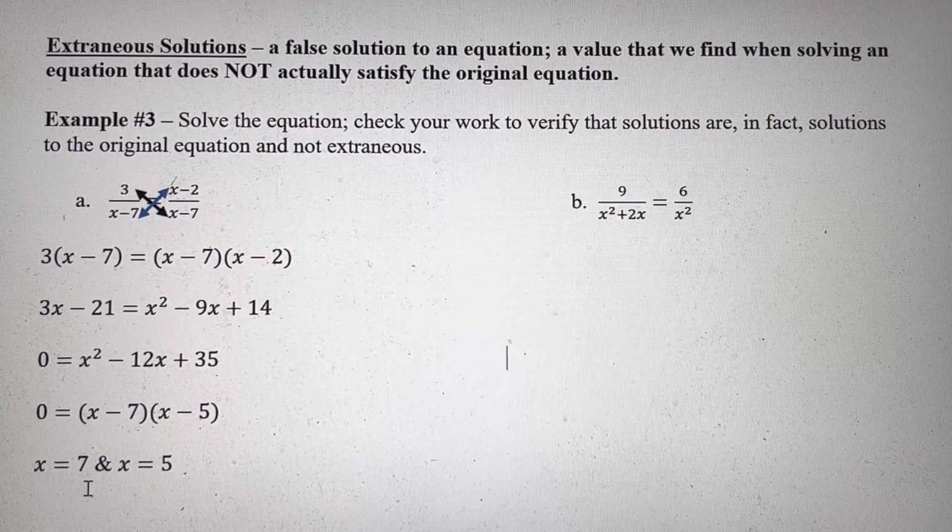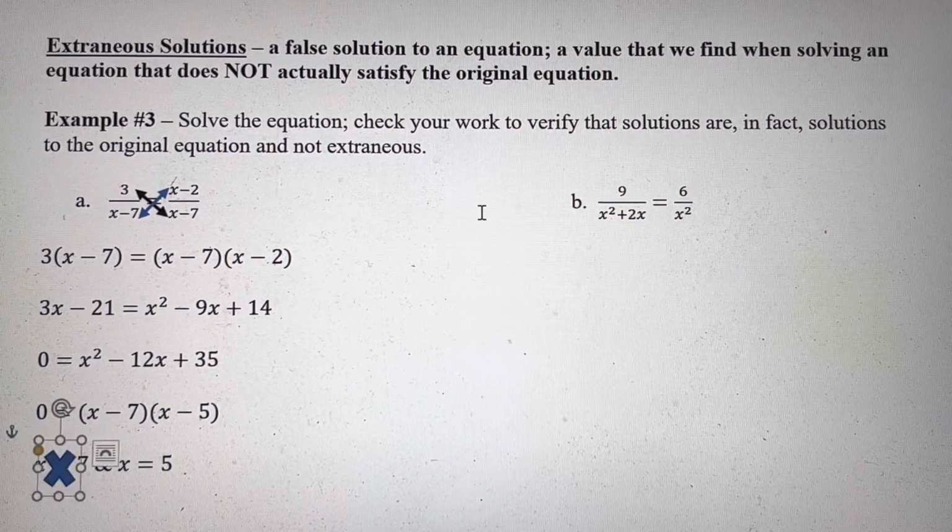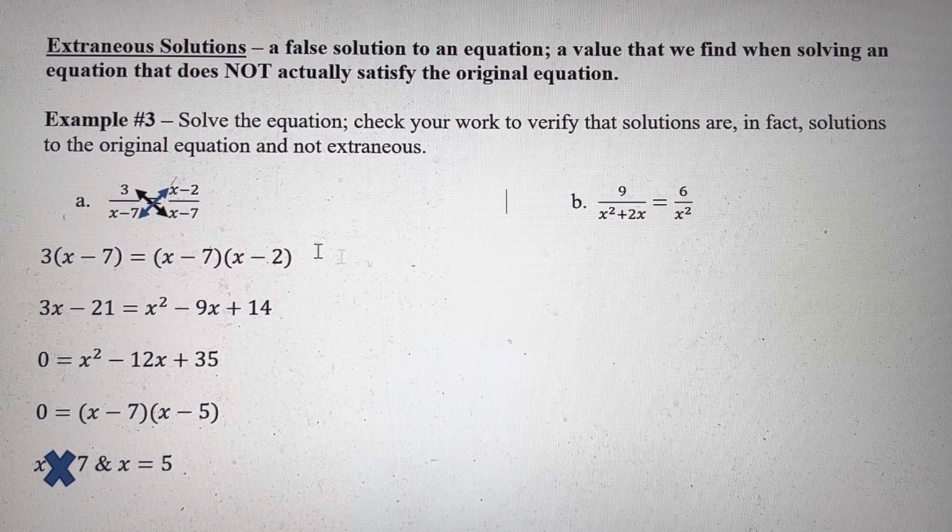So now I want to plug these back in. Hopefully you notice right away, if I plug in 7 here, my denominator becomes 0, which makes the whole expression undefined, okay? So x equals 7 is going to be one of my extraneous solutions, okay? x equals 7 does not work. It does not satisfy the original equation. If I plug in 5, it does work. 3 divided by negative 2, and I get 3 divided by negative 2. So I get negative 3/2 on both sides. So this is an actual solution. 7 is an extraneous solution, okay? So pause the video, give part B here a try, and then come back and check your work.